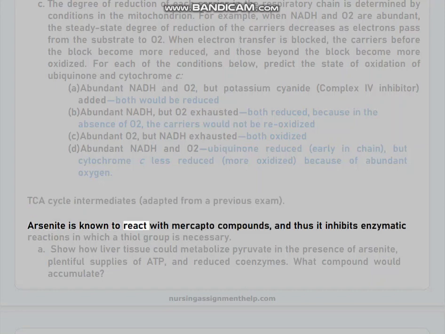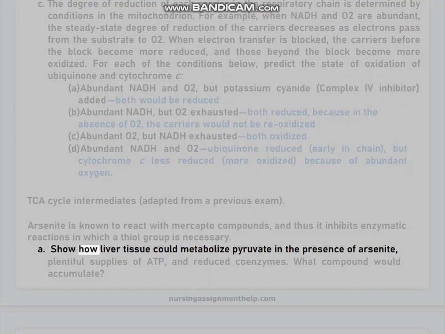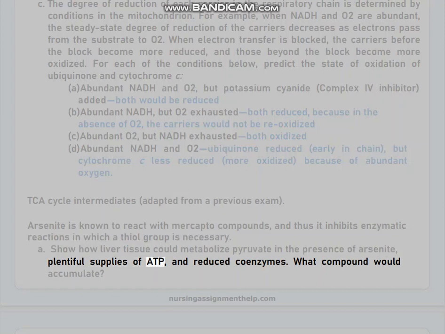Arsenite is known to react with mercapto compounds, and thus it inhibits enzymatic reactions in which a thiol group is necessary. A. Show how liver tissue could metabolize pyruvate in the presence of arsenite, plentiful supplies of ATP, and reduced coenzymes. What compound would accumulate?